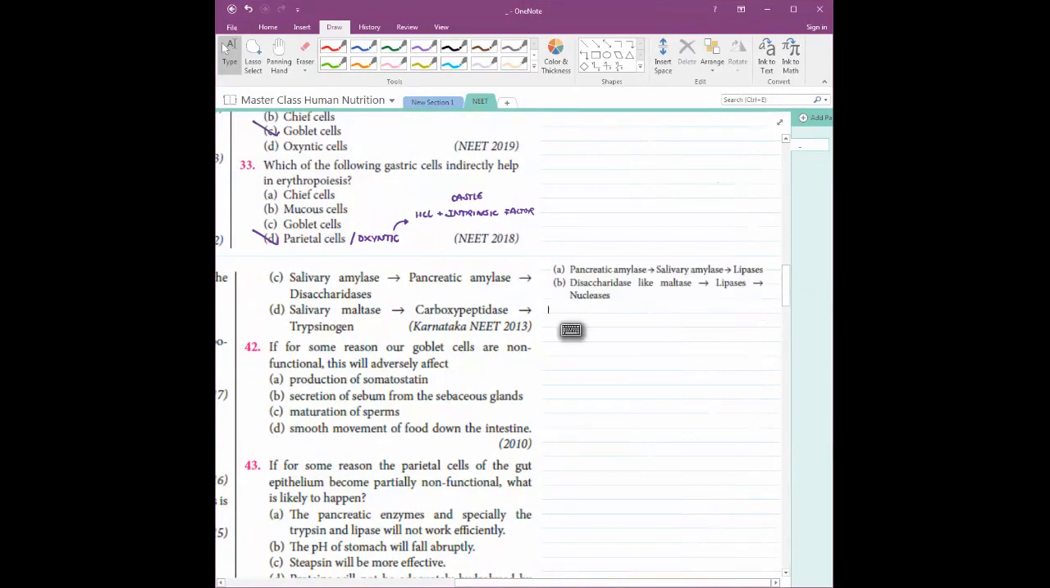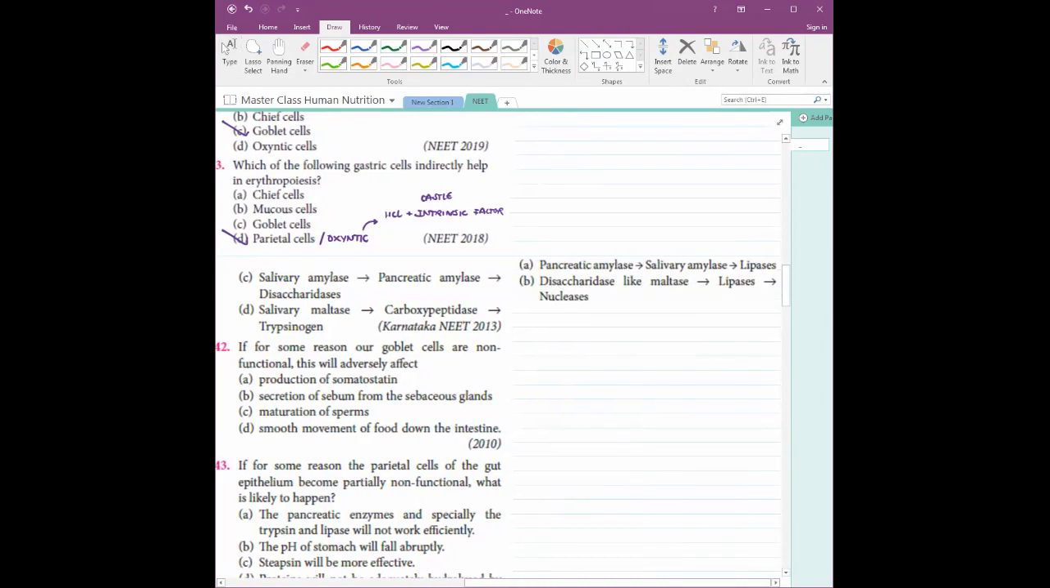Okay, so I'm just pasting those things out over here. Just see what the options are, so now you can get a clear-cut idea. Pancreatic amylase, salivary amylase, lipase, disaccharidases like maltase, nucleases, salivary amylase, pancreatic amylase, disaccharidases, salivary maltase, carboxypeptidase, trypsinogen. So yes, what do you think?